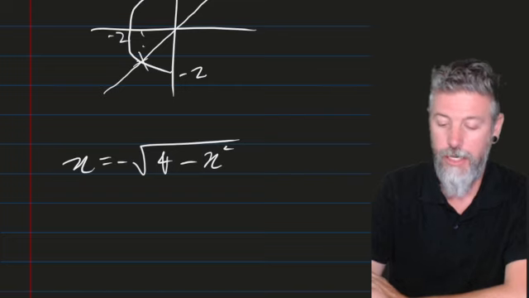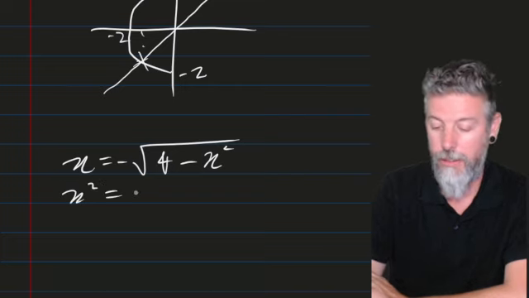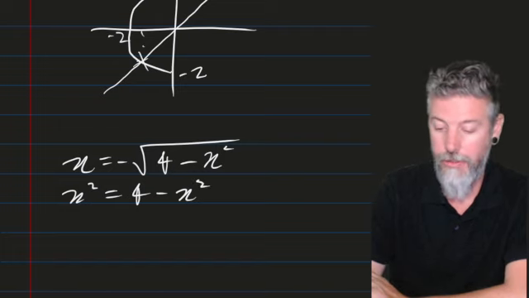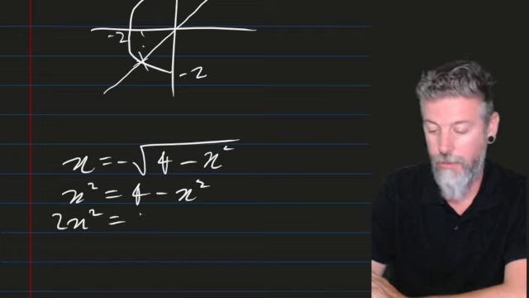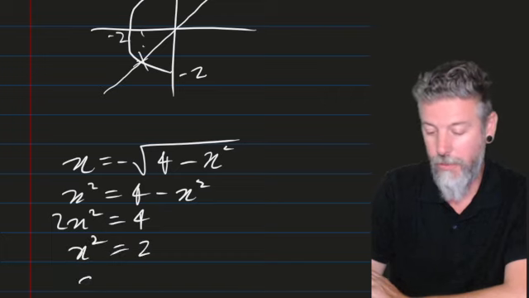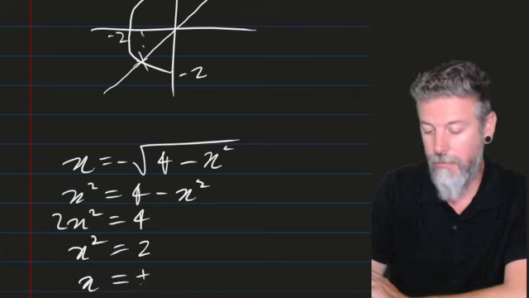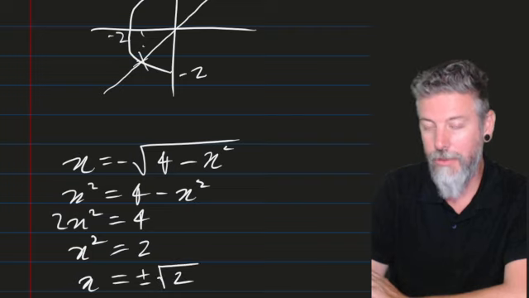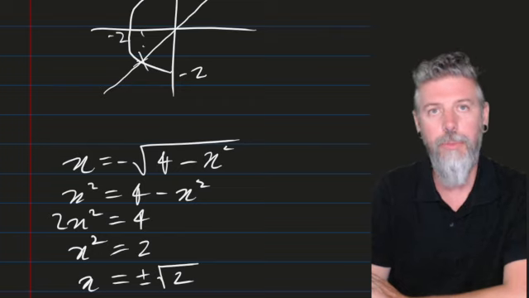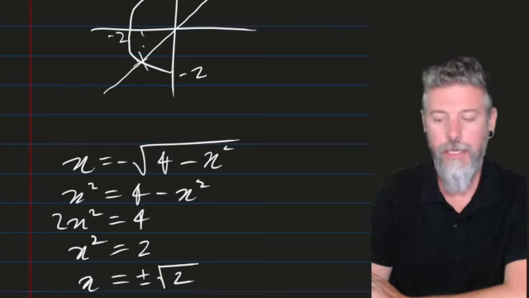So I square both sides and I get x squared equals 4 minus x squared. I add x squared across and I get 2x squared equals 4. Divide by 2 and then take the square root. Now, whenever I take the square root, the plus or minus appears again. Okay, so x could be plus root 2 or it could be minus root 2.